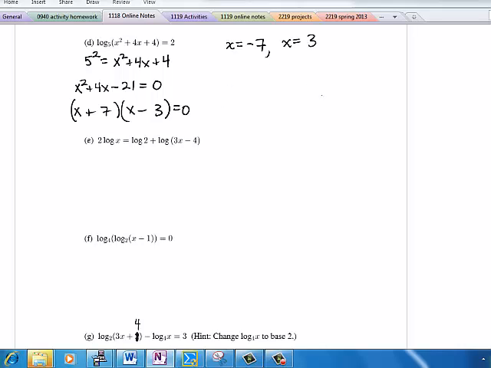And we want to check the original input, x squared plus 4x plus 4. We want to make sure that that's greater than 0. So we would check 49 minus 28 plus 4, that's positive, yep, okay. And 9 plus 12 plus 4. Also positive, so everything's good. So this time we get to keep both solutions.